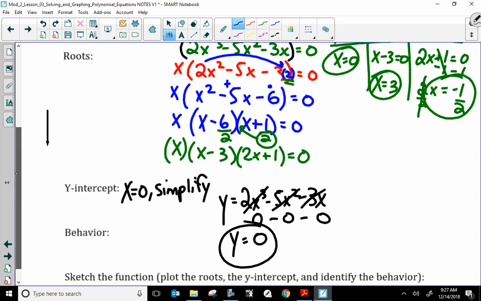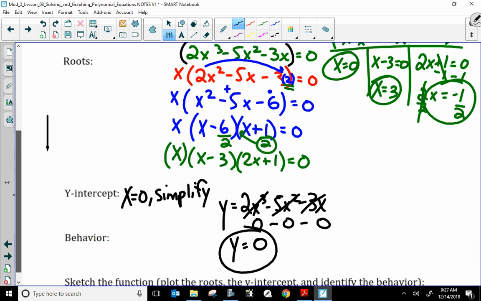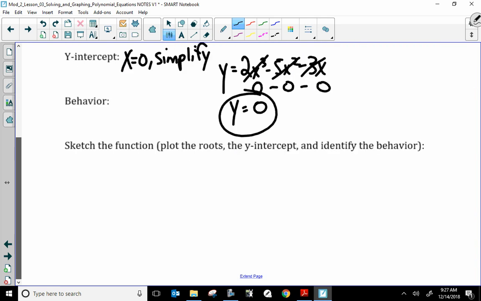My behavior, well, this is a cubic, and I know that cubics, if they're positive, go down and to the left and up and to the right. I don't know what it's going to do in the middle, but I know that's what's going to happen. Okay? Because I have an x cubed as my lead term, and it's a positive number in front of it. This is all review up to this point.